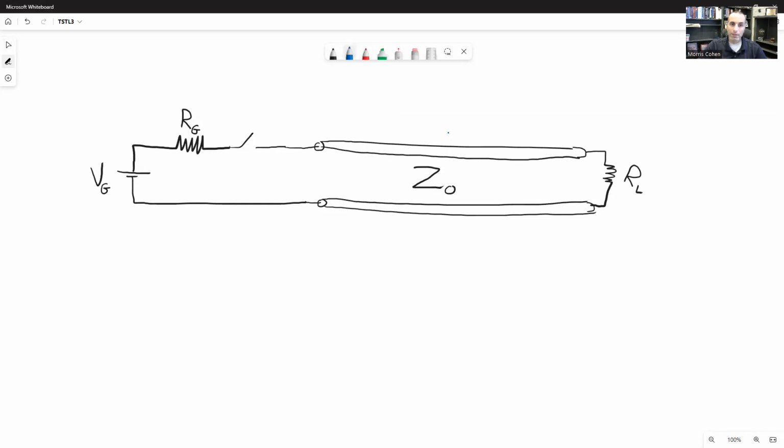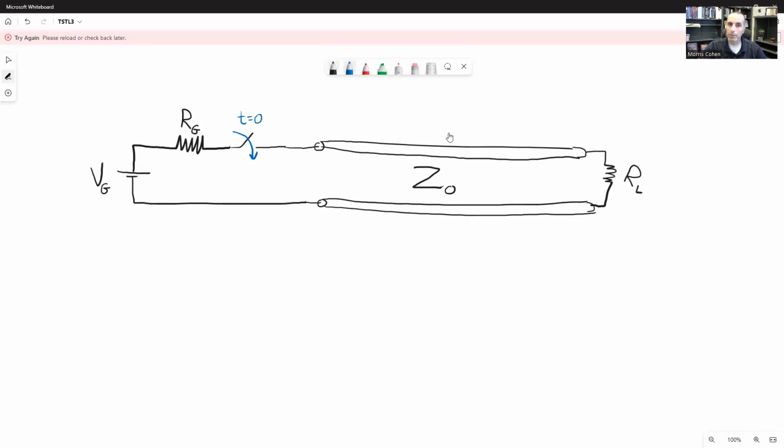All right, so this is a circuit we're going to consider. And what we're going to say is that at t equals 0, this switch is going to close. All right, and we're going to ask the question of what happens. And again, we're starting out before t equals 0. We have no voltage, no current, everything is dead. There's that battery ready to connect, but none of that voltage or current is on the transmission line.